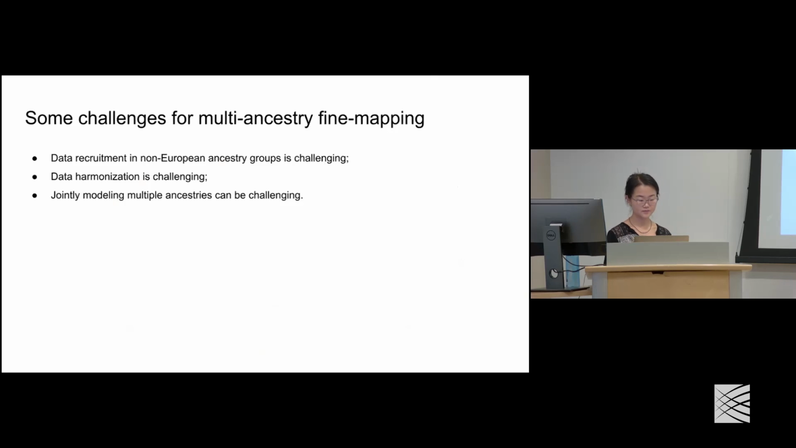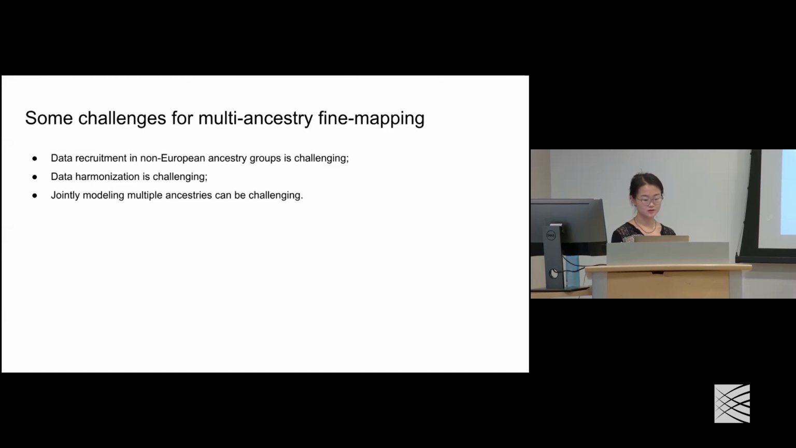Okay, so aside from all these computational challenges, we still have a lot of data recruitment challenges for multi-ancestry fine mapping. Especially data recruitment on non-European ancestry groups is challenging. But I think there are a lot of really smart, devoted people working on this challenge right now. And data harmonization could be challenging as well. Different genotyping protocols and different ways to do the phenotype harmonization are challenging as well.